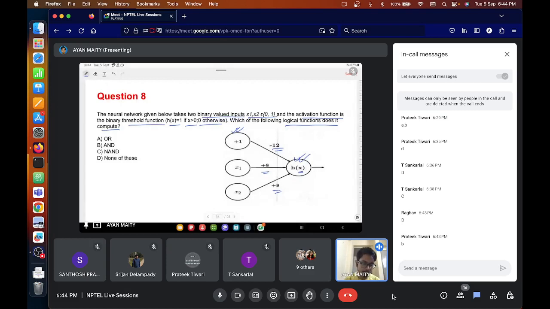I have already got two answers in the chat. Raghav is saying B, Pratik is also saying B. Okay, so B is the AND gate. Sankarlal is also saying option B.